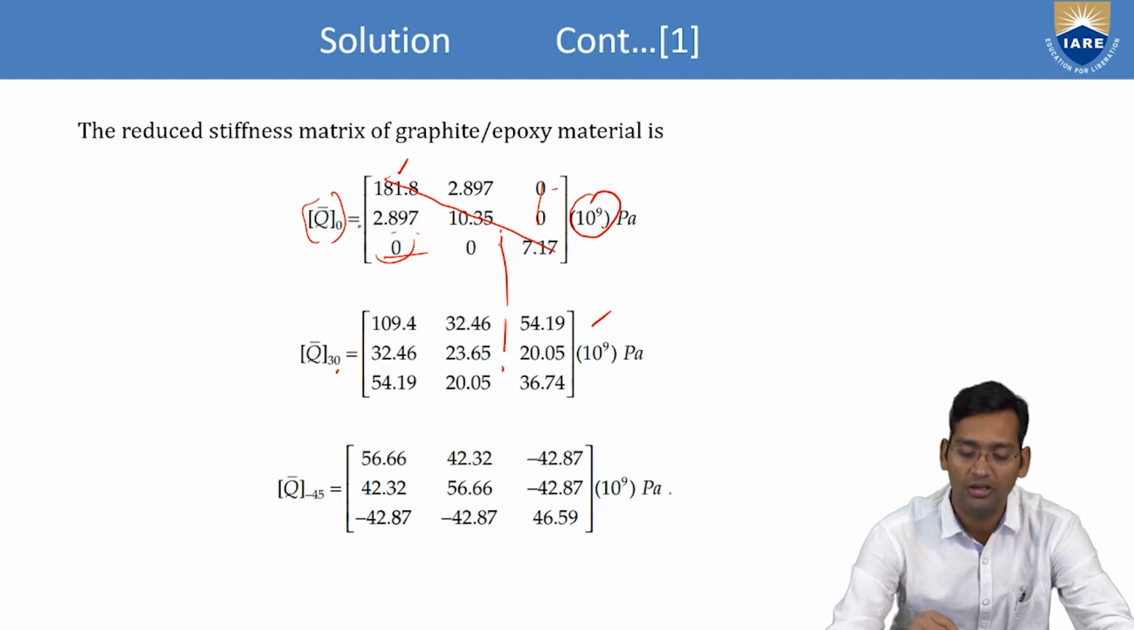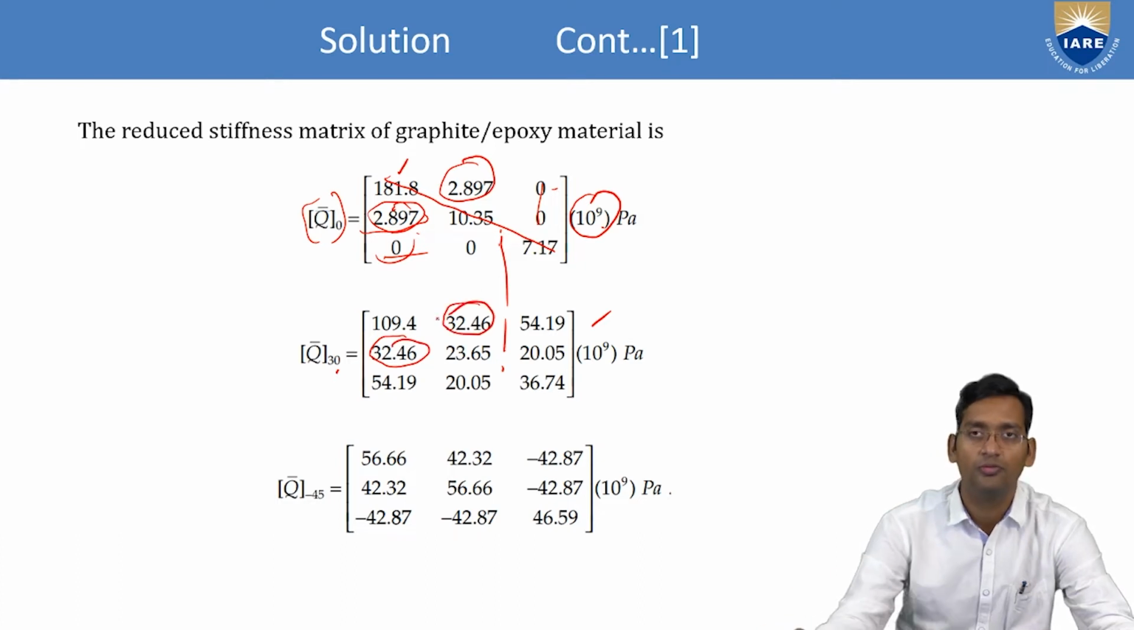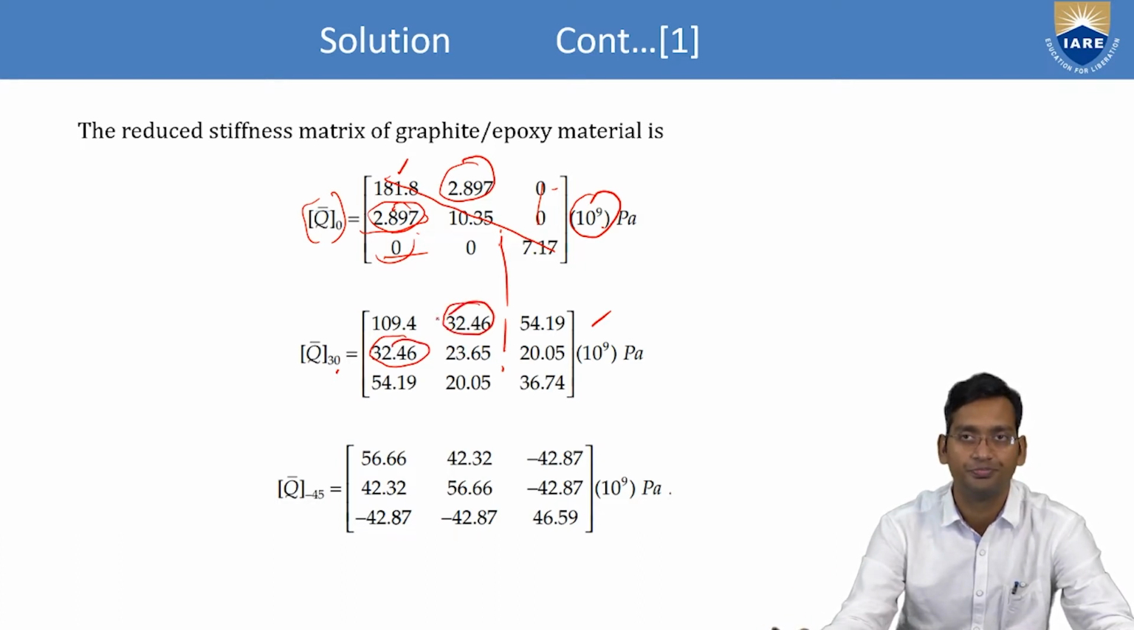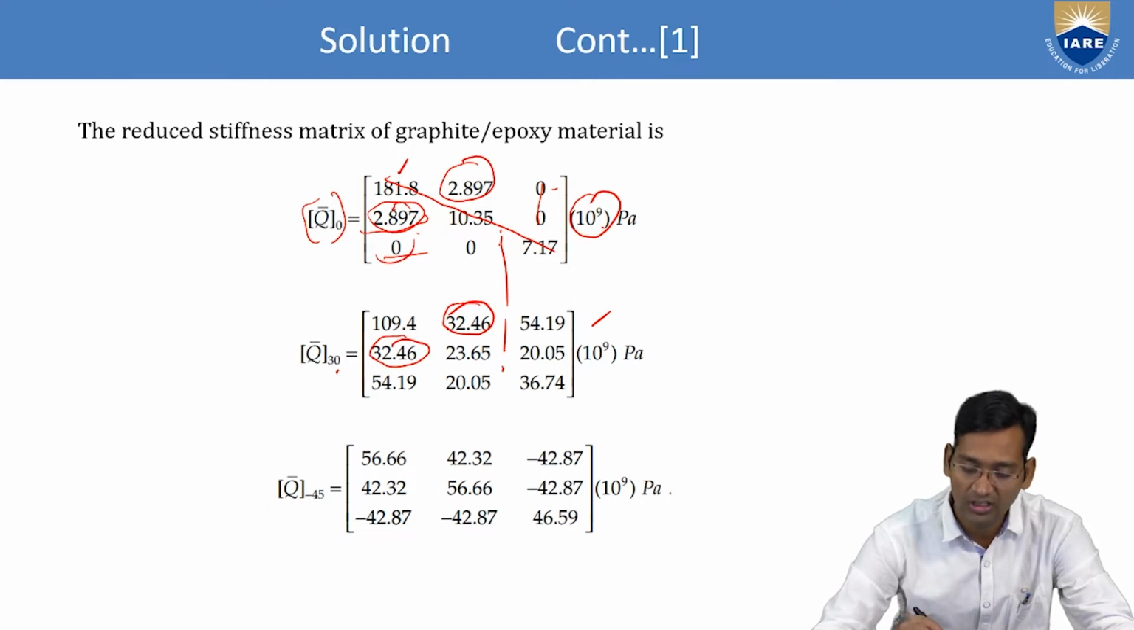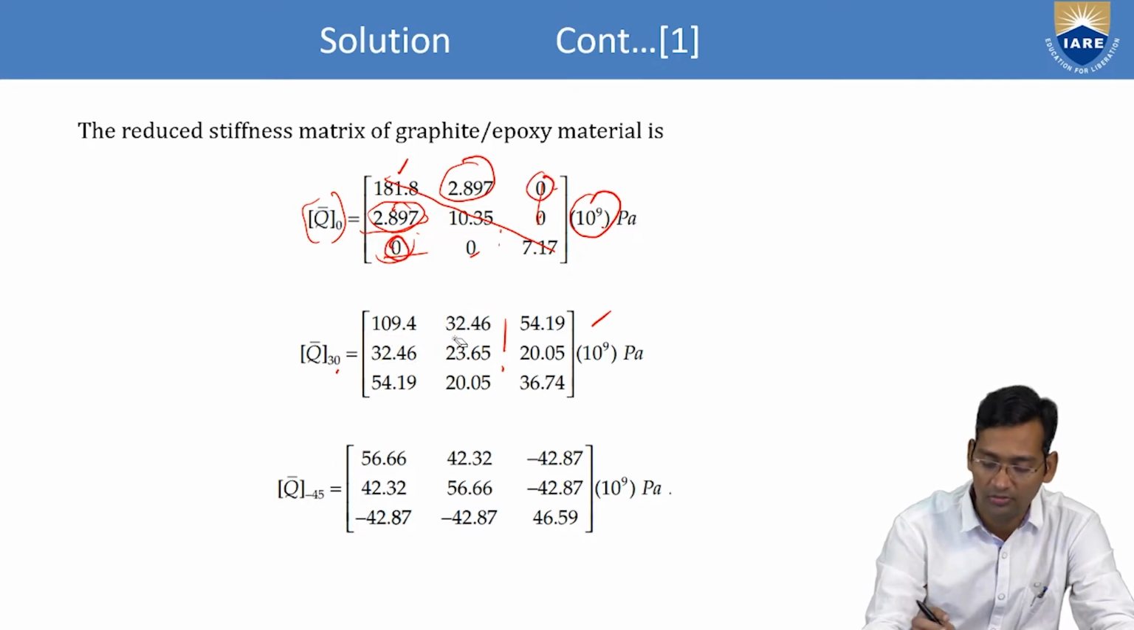So whatever is here should be similar. That also is here. In this case also, whatever is here, 32.46, here also 32.46. Now in the same way, here 0, so here 0. Whatever is at this place will be there, the same at this place. Now just check here whether it's there or not.